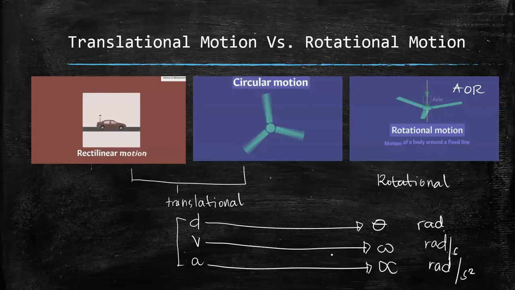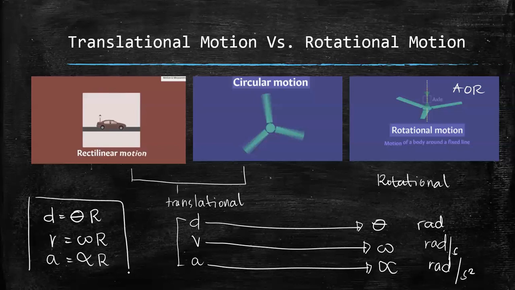In order for us to convert translational motion to rotational motion, or to express these quantities in a given mathematical equation, we use the following equations. For example, to find the distance with respect to the angular displacement, we could use theta r. In addition, for velocity, using the angular velocity, omega r. And lastly, for linear acceleration, using the angular acceleration, we use alpha r. So just take note of these equations and expressions because we'll be using them throughout our discussion of our main topic, which is torque.